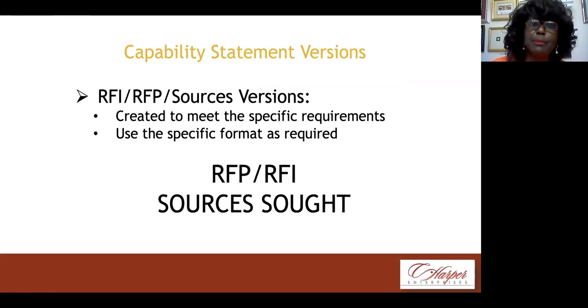Let's talk about some different capability statement versions. Sometimes we have what we call an RFI and an RFP. An RFI is a request for information, and an RFP is a request for proposal. So these are different sources and versions that they look for and they need. You need to create a specific requirement sometimes. If a sources sought is given to a company that's woman-owned or 8(a), you need to make sure that you have a specific format as required for that documentation. Very important.